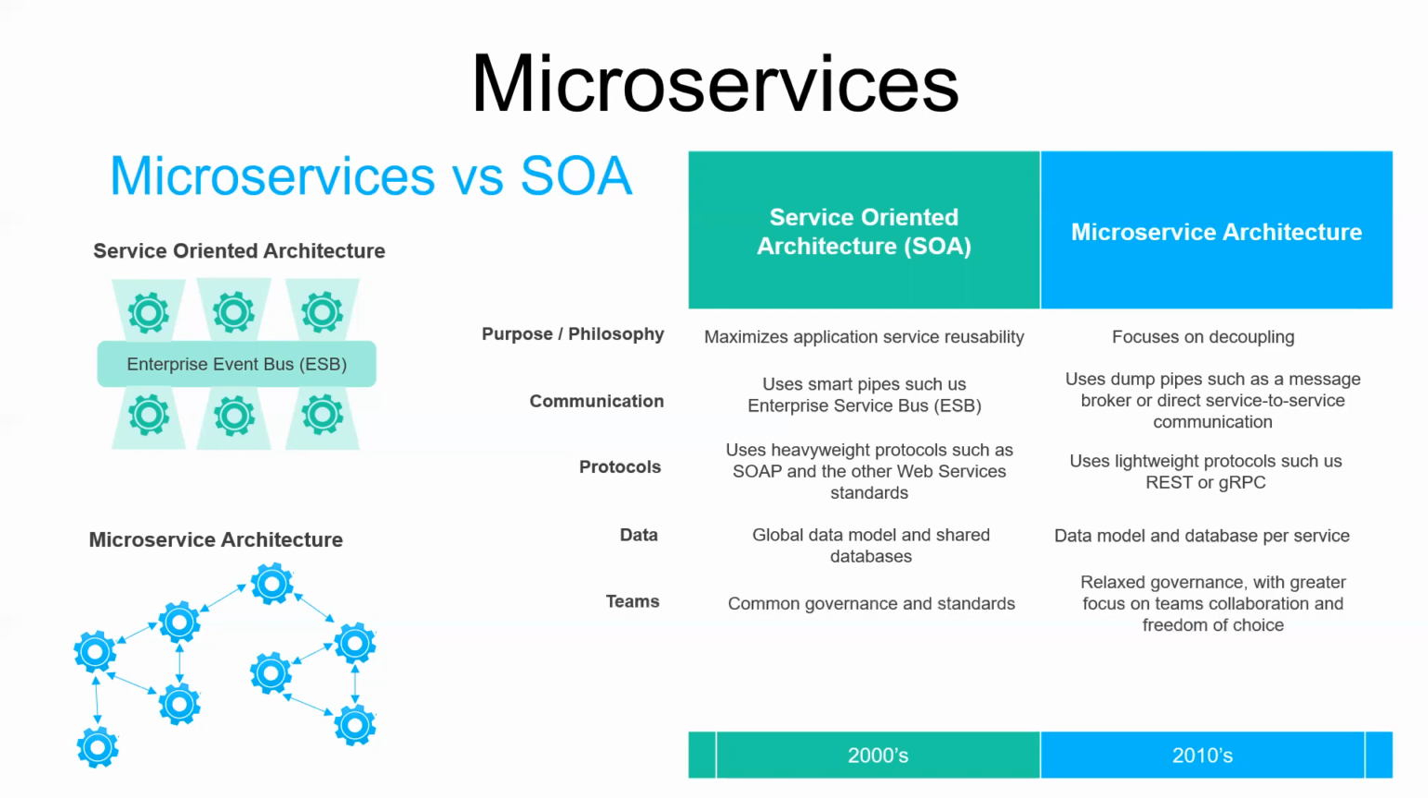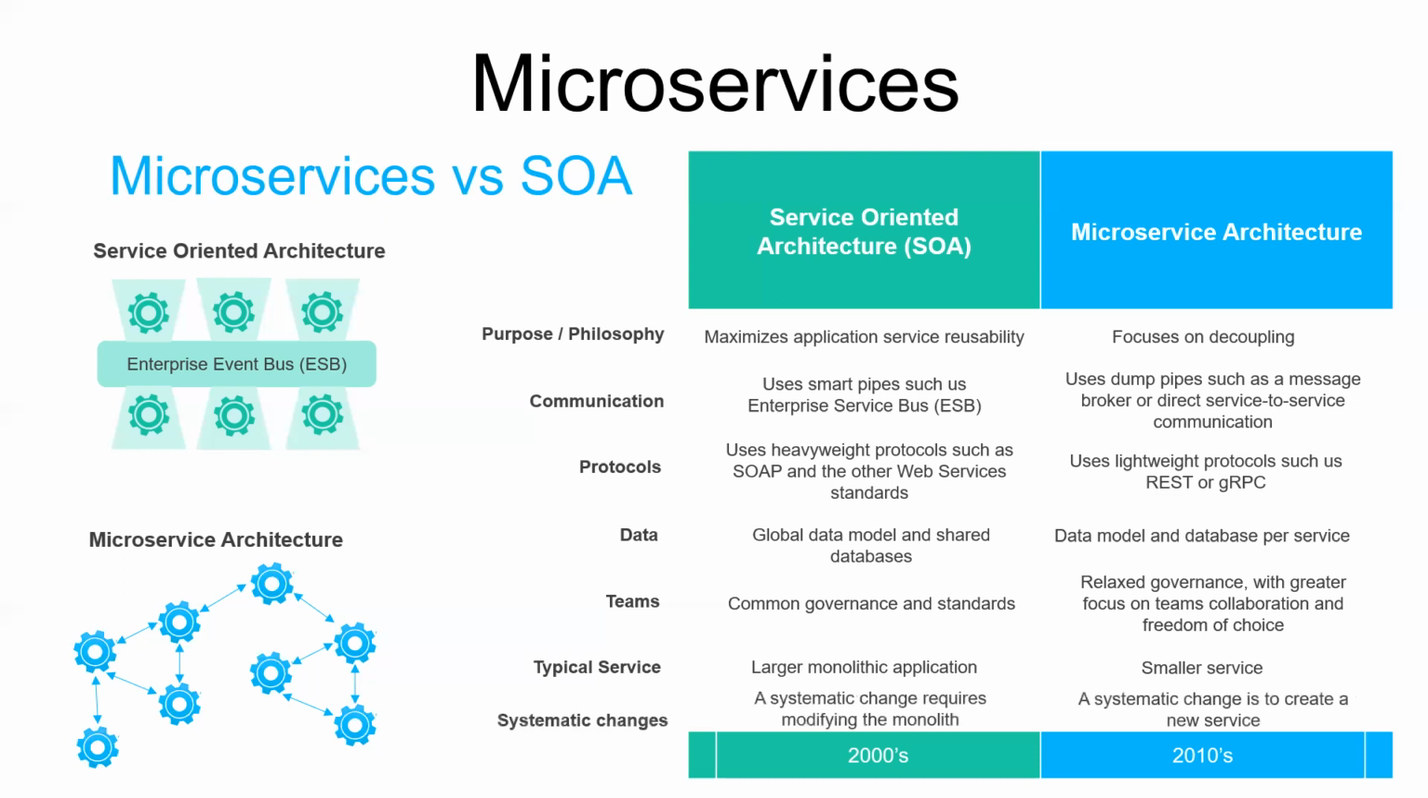Concerning the teams, in SOA, teams work following common governance and standards, while in microservices teams are more focused on collaboration, with the freedom to work their own way. The size of services in SOA is different from microservices. SOA is typically used to integrate large and complex monolithic applications, and a SOA application usually consists of a few large services in which making changes is very tricky and difficult, in opposition to microservices.